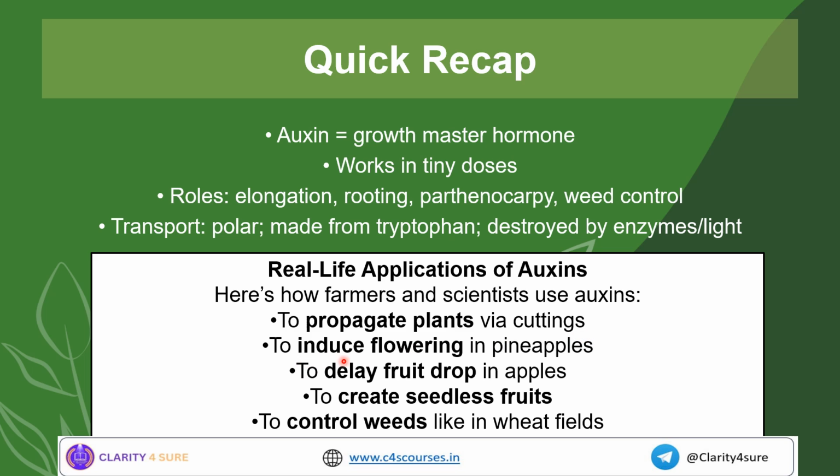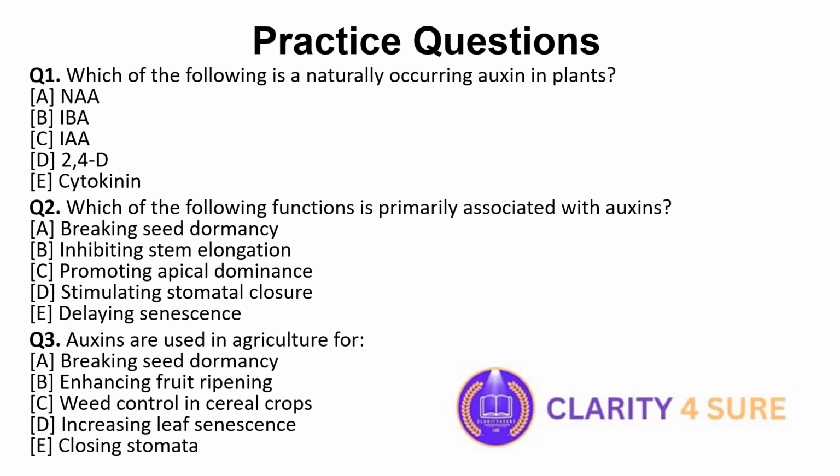Then next is inducing flowering in pineapples. Then next is delaying the fruit drop in apples. Then next is creating seedlessness in fruits. The important examples were banana, tomato and grapes. And lastly is controlling weeds in wheat fields. Okay, so this was it.